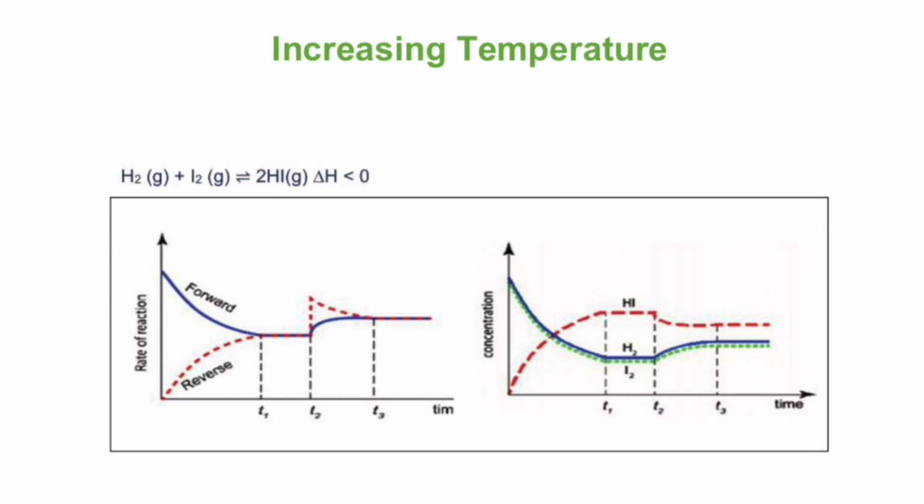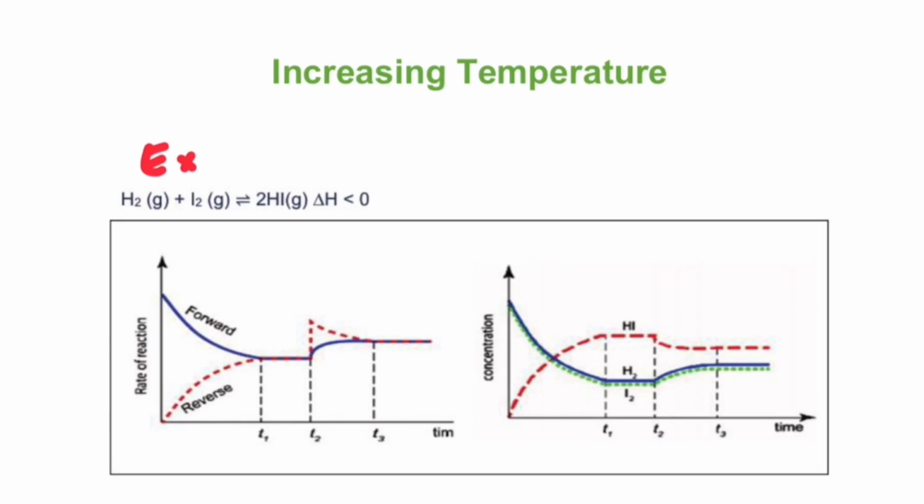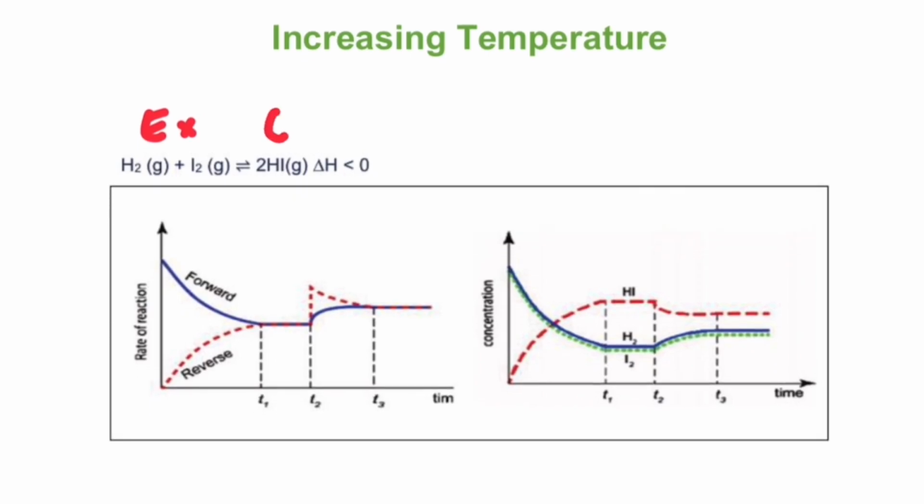So if you increase the temperature in this reaction, what would happen? Which reaction is favored? Is it the forward reaction or the reverse reaction? Well, first things first, the forward reaction is exothermic, right? And then the reverse reaction should therefore be endothermic. So an increase in temperature favors endothermic as it decreases temperature by absorbing energy.